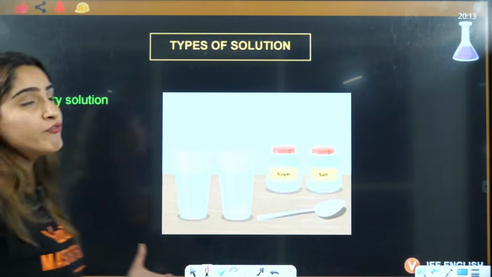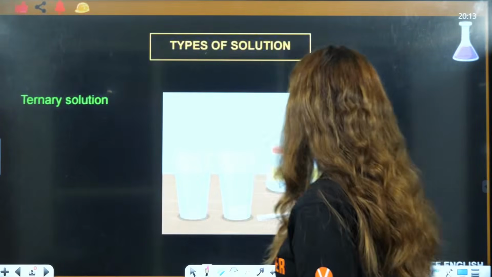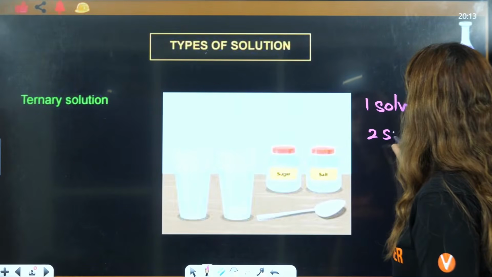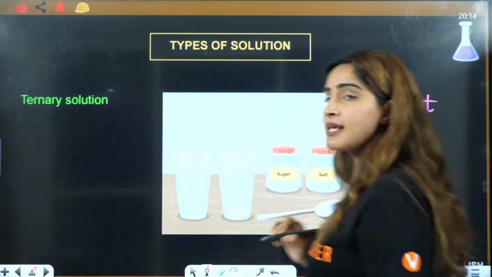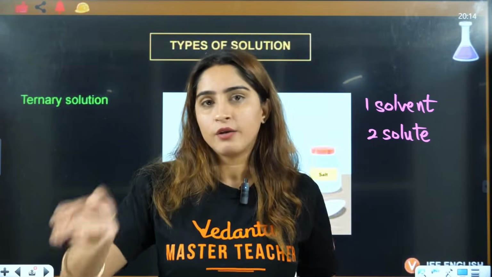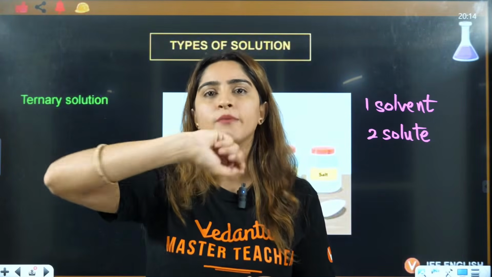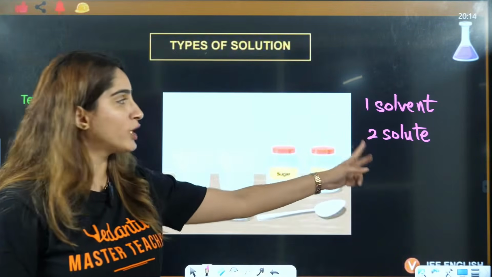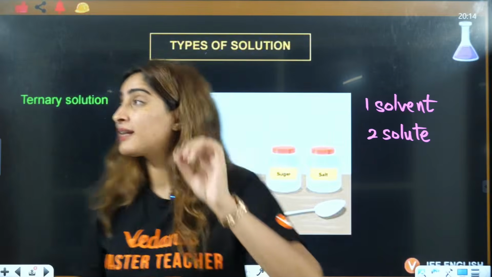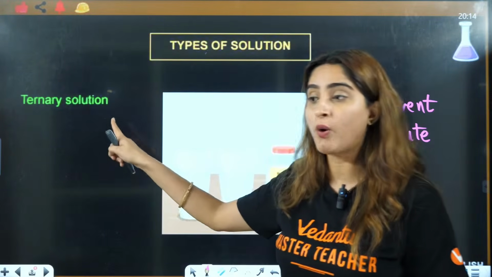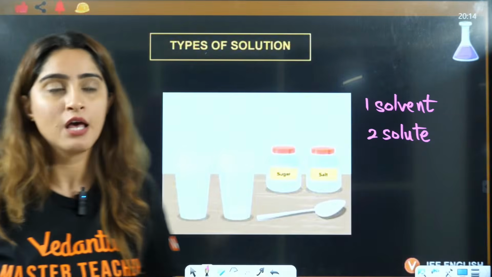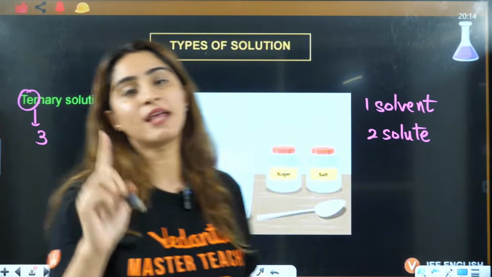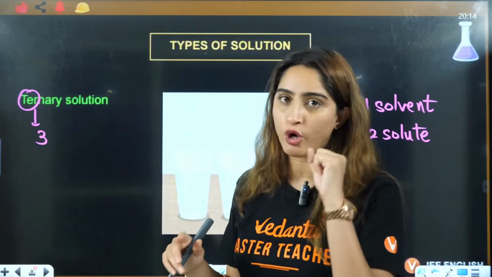Now, what if you have one solvent and two solutes? Let's say you are taking water, and you're adding 1 tablespoon of salt and 1 tablespoon of sugar. Now you have two solutes and one solvent. That is called a ternary solution. What is that called? Ternary solution. By the T you can remember, ternary means 3. That is 3 things you have in total: one solvent, two solutes.